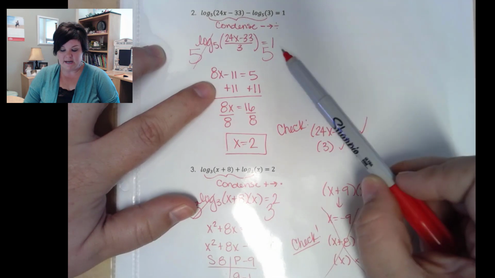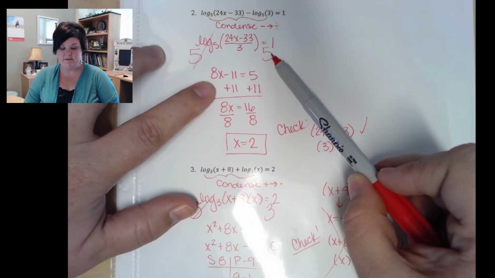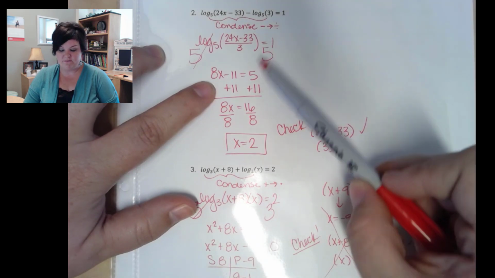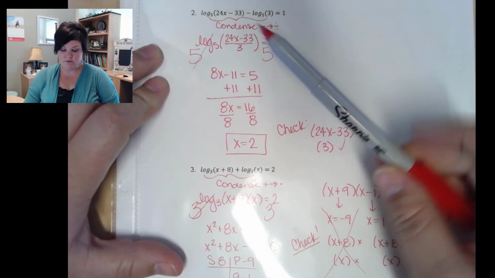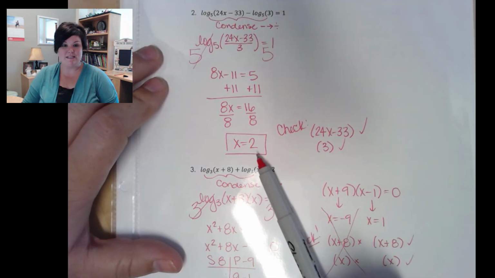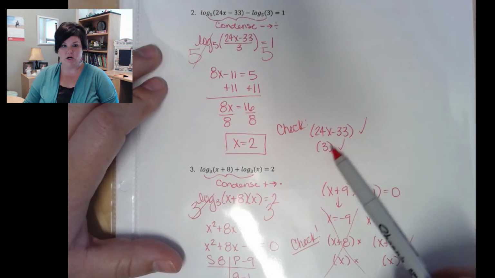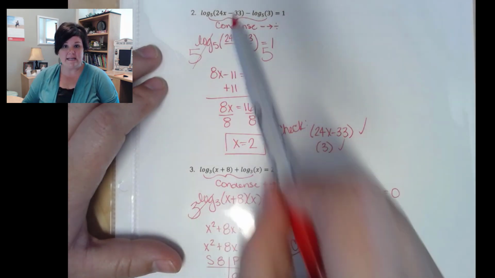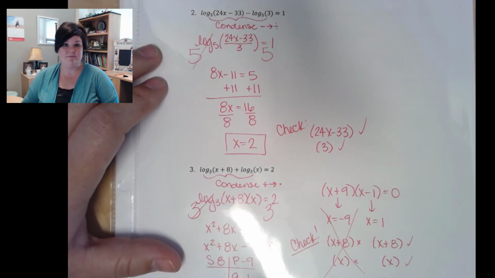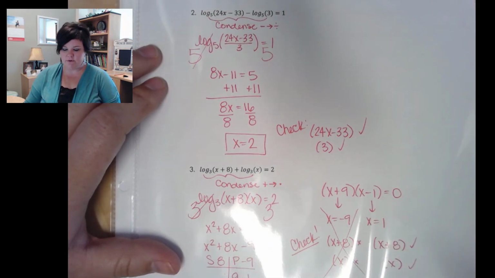And on the other side where we put in that exponential base 5, 5 to the first power is just 5. Okay, we go ahead through the process of solving for x, which we get 2, and 2 definitely checks out in both of our inside log quantities, so it is our solution. Okay, all right, let's look at number 3.